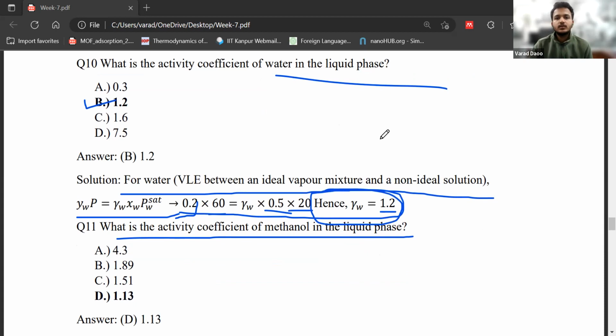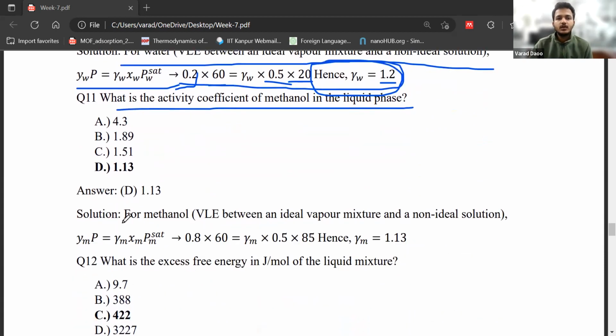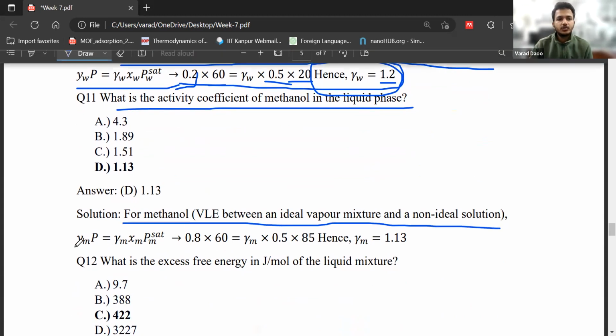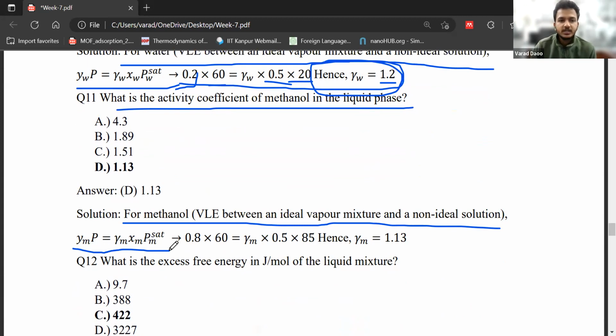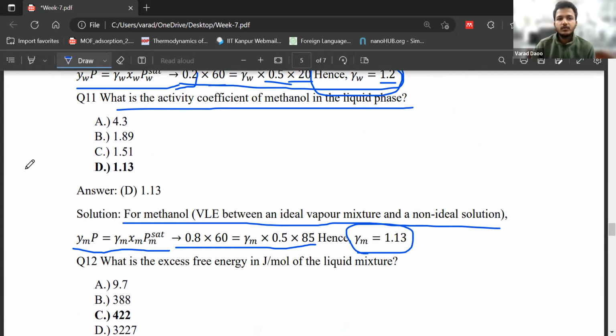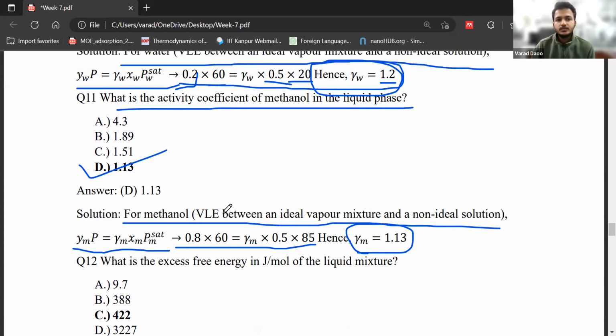In a similar fashion, for methanol, we have VLE between an ideal vapor mixture and a non-ideal solution, that will be y_M P_T equals x_M P_M^sat gamma_M. We put the known values into this expression, and we get the activity coefficient of methanol in the liquid phase as 1.13, which is option 2. Those of you who have any doubt in this question can ask. Else you can move on to question number 12.